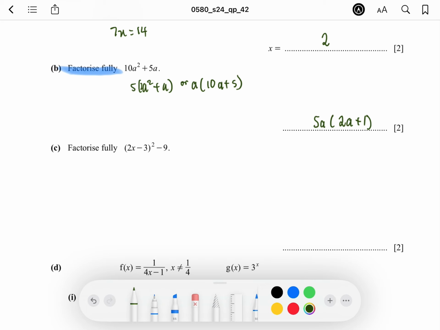Next one. Anyone successfully factorize? You will be familiar with it because there is 9 here. Because 9 is one of those square numbers, so this one can be rewritten as 3 squared. So that is actually the difference of 2 squares.